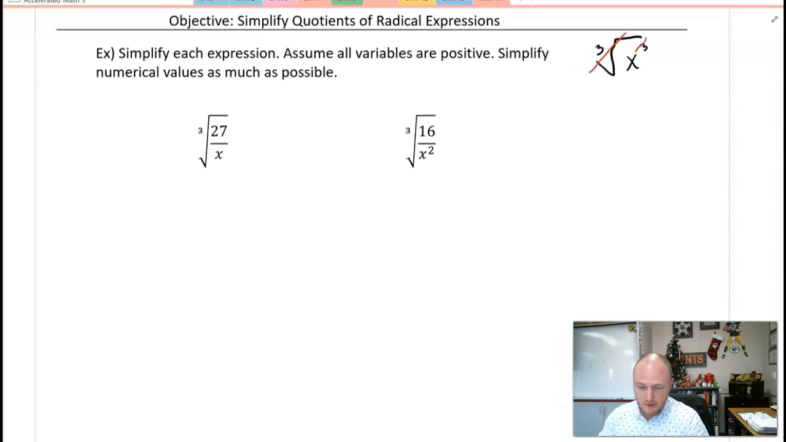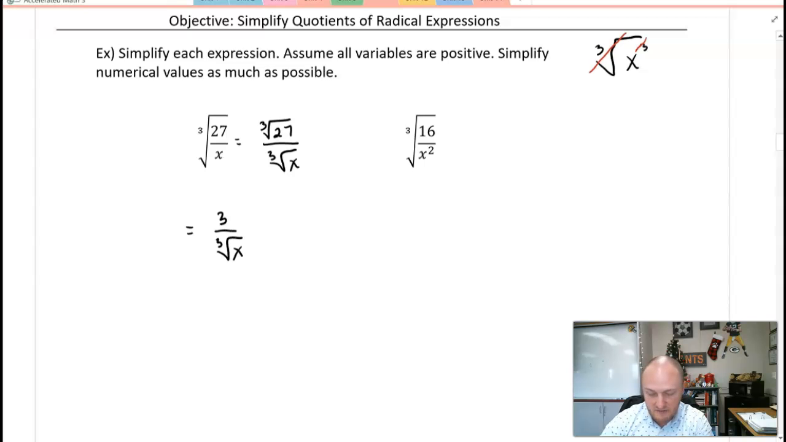All right, so let's go ahead, same instructions: simplify each expression, assume the variables are positive, and simplify numerical values as much as possible. So I'm going to go ahead and simplify this. So this is the cubic root of 27 over the cubic root of x. And I'm just going to simplify the numerator. The cubic root of 27 is 3 over the cubic root of x. Okay, and I want to rationalize the denominator.